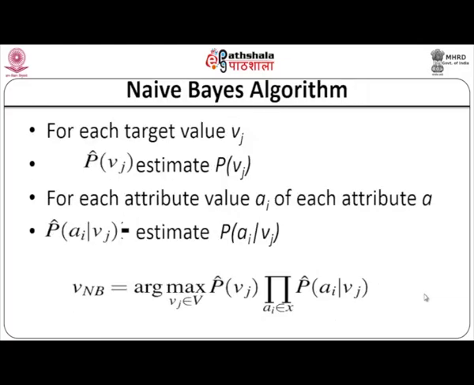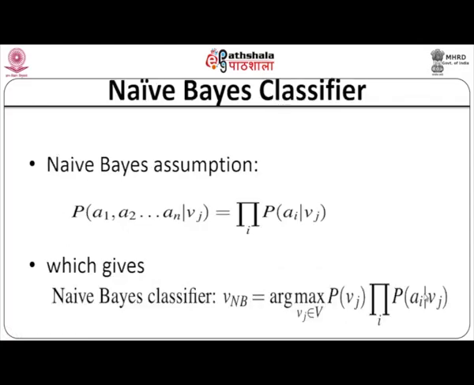And for the naive Bayes algorithm, for each target value you estimate, and here we replace it by the product. We have already seen this. So, NB is the argmax; the only difference is that instead of taking a joint probability of all the attributes, we are taking the product of each attribute for each value. Okay. So, this is the assumption and this is the product that we get.